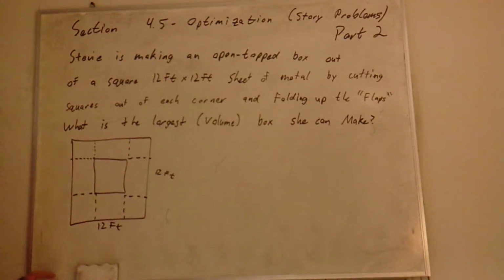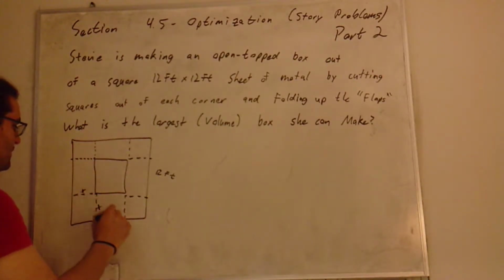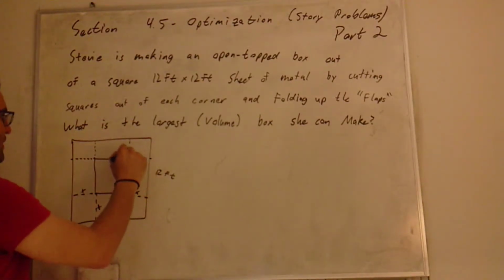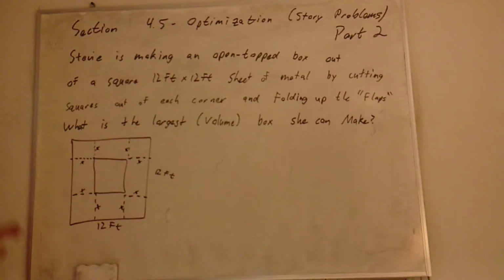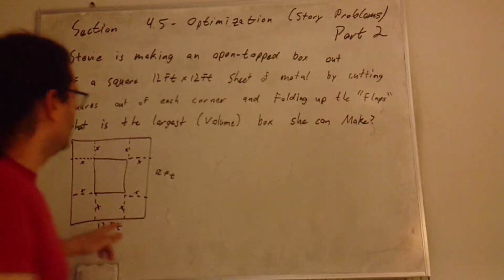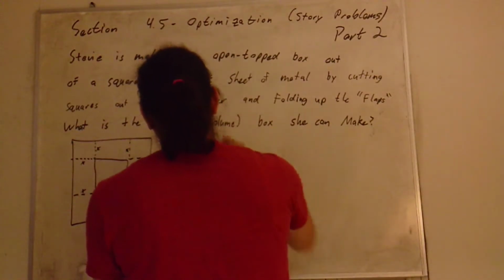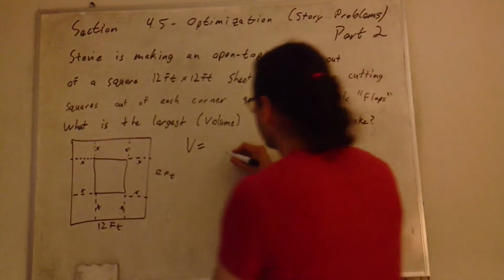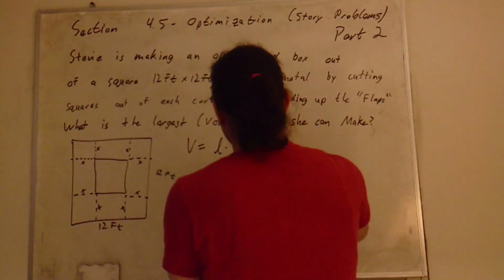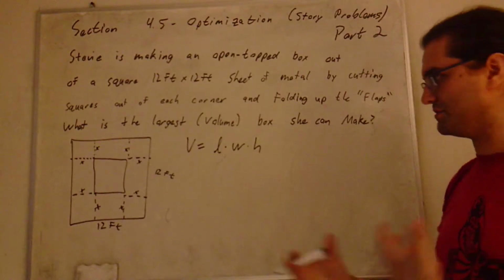So let's start naming things. I'm going to say we're going to cut x feet out of each corner of this thing. X by x foot squares are the corners that we're cutting out. That's the size of what's going missing. Based on that, I need to figure out the volume of this box. Volume is length times width times height. That's the volume of a rectangular prism.